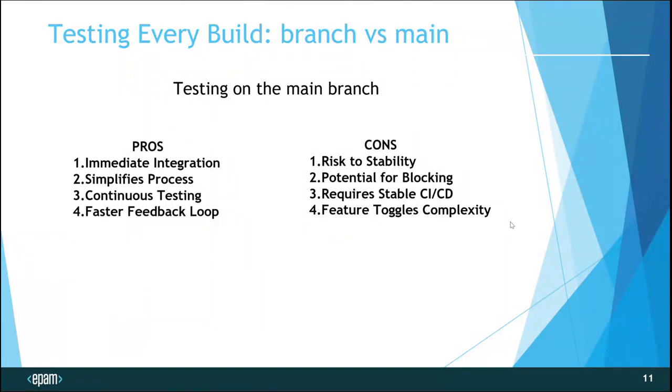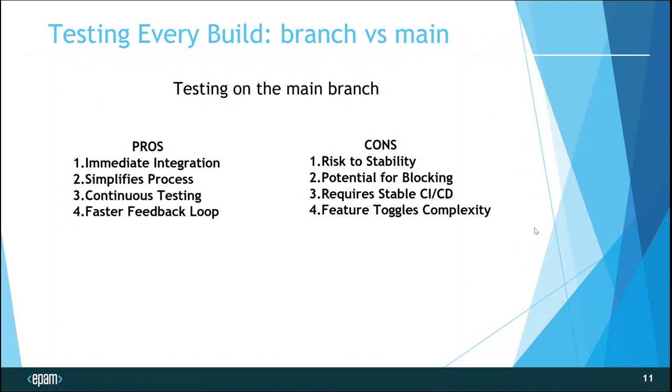Also, such an approach, testing on the main branch, requires a very stable CI/CD pipeline to mitigate some risk. That means that you definitely should have some automated tests for some critical paths and critical functionality. And that requires some significant setup and maintenance and additional efforts.